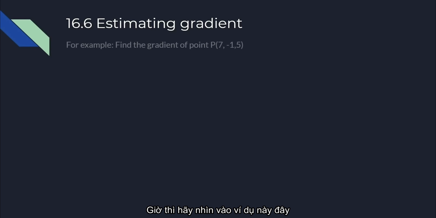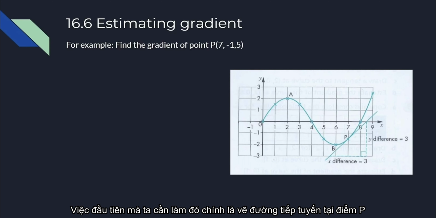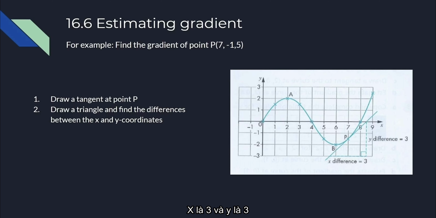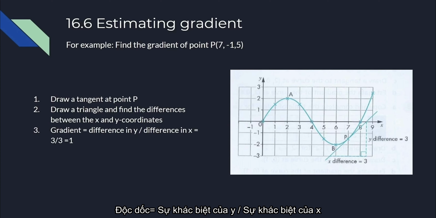Now look at the example over here. Find the gradient of point P, where x is equal to 7 and y is equal to minus 1.5. The first step we should do is draw a tangent at the point P. And then we'll draw a triangle and find the difference between the x and y coordinates, which is 3 and 3. The gradient is equal to the difference in y over the difference in x, which is 3 divided by 3, and equal to 1.